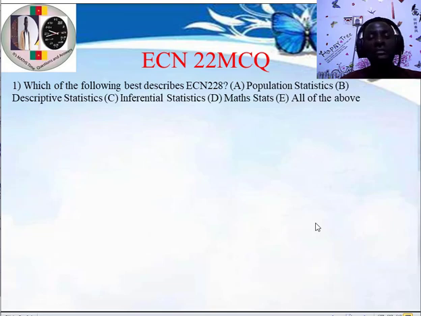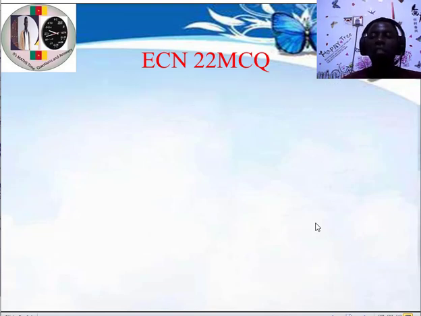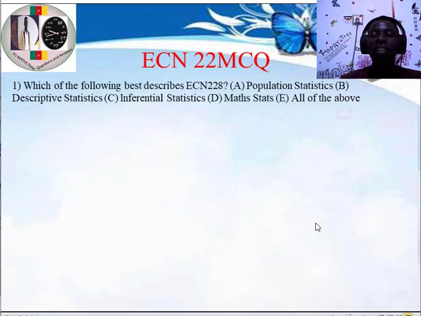We have realized that in this course we are going to be using things like tables to describe a population. We are going to be using things like mean, variance, standard deviation, mode, and median to describe a particular population or a sample. And this type of statistic is what we call descriptive statistics. We are using these values to describe a population or a sample. So we call ECN228 descriptive statistics. So our best answer there is answer B, descriptive statistics.